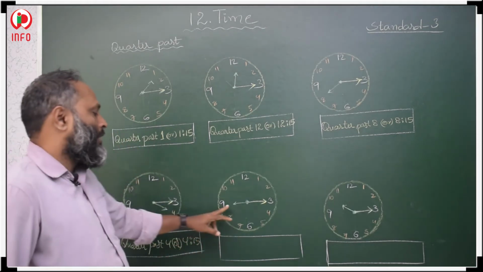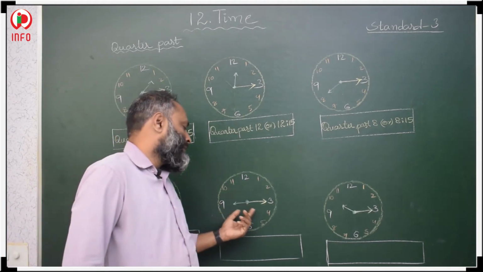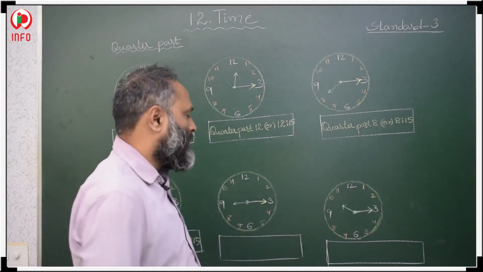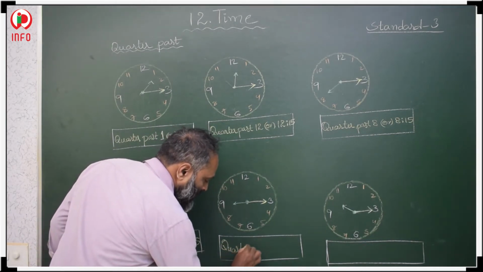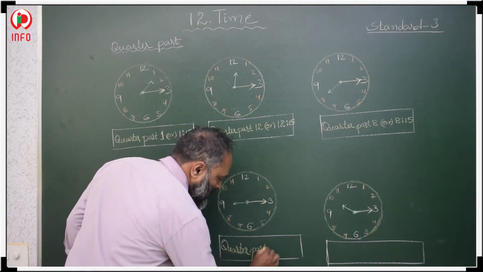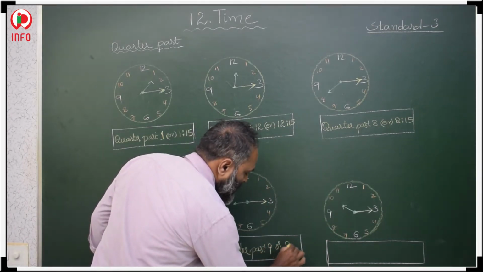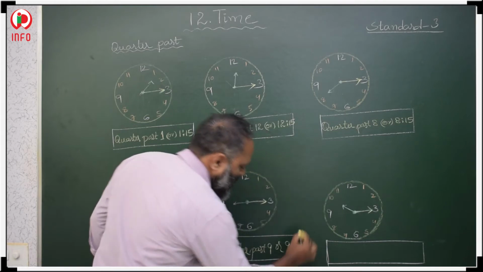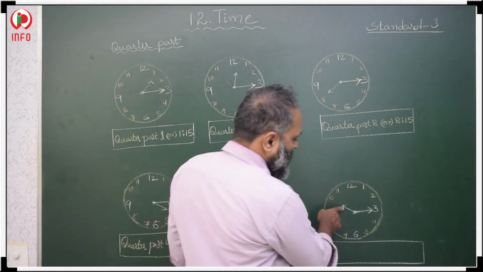Next, here quarter past 9. So why? The hour hand is at 9, and the minute hand is at 3. So quarter past 9, or 9:15. 9 hours 15 minutes.